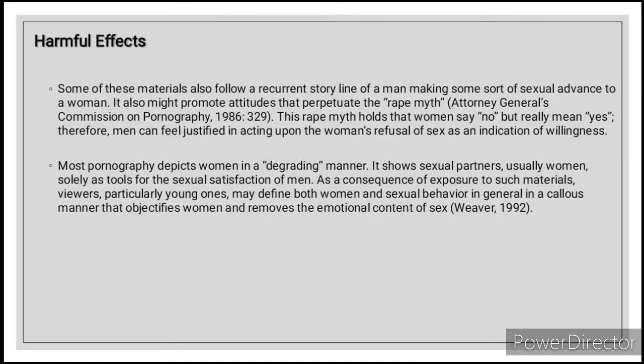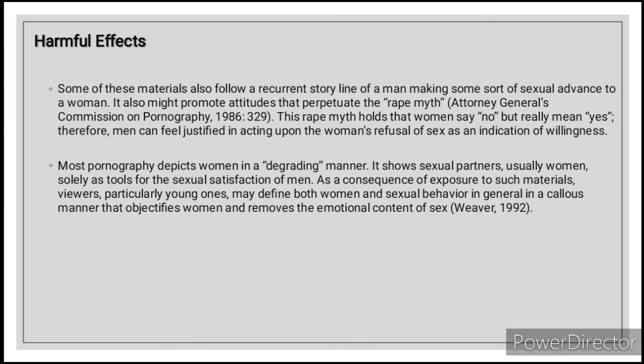Let's go to the harmful effects. Some of these materials also follow a recurrent storyline of a man making some sort of sexual advance to a woman. It also might promote attitudes that perpetuate the rape myth, according to the Attorney General's Commission on Pornography in 1986. This rape myth holds that women say no but really mean yes. Therefore, men can feel justified in acting upon a woman's refusal of sex as an indication of willingness.